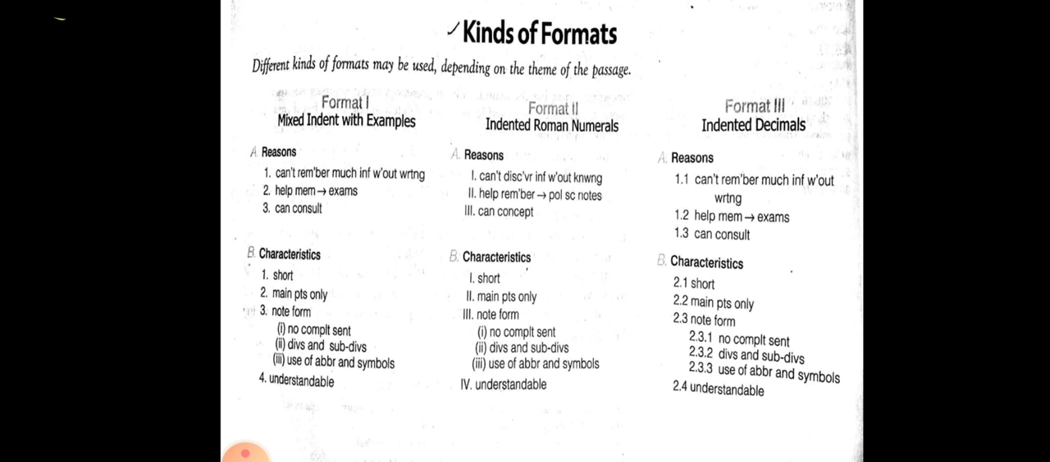Then comes the kinds of formats. There are basically three types of formats given there. Mixed indent with example. You can see it in the slide mentioned there. Short main points and note form. Then indent Roman numerals, short main points only, note form. Then comes the indented decimal, which is the commonly used form to use heading, subheading, and then sub-subheading.